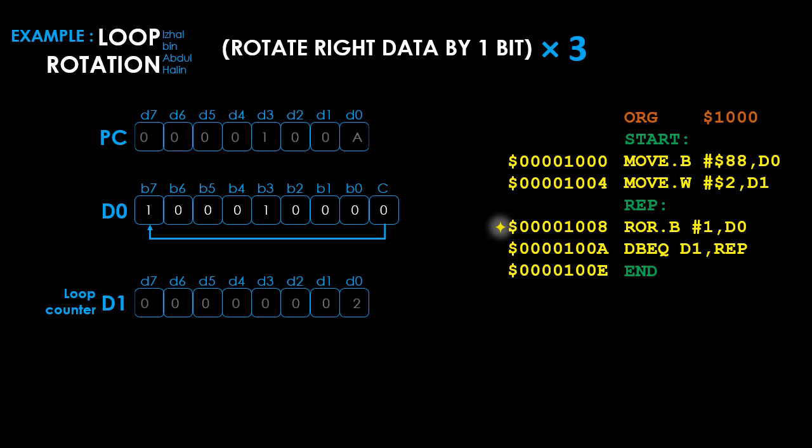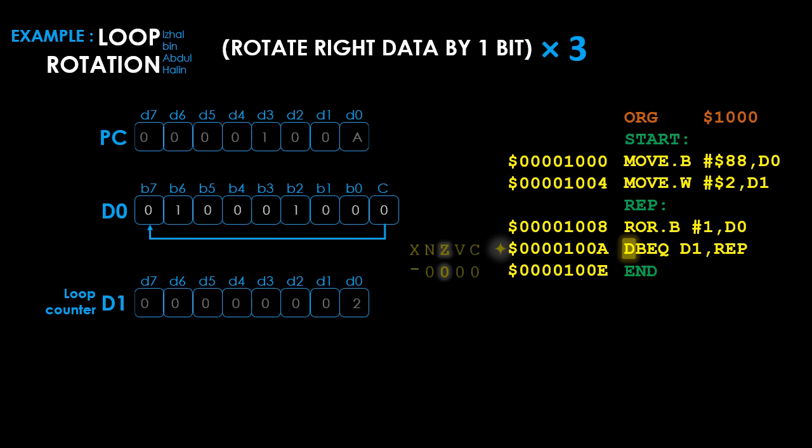OK. Then, the data in D0 is rotated to the right by 1 bit. After this, the 68K updates the condition code register as shown. The X flag is unaffected. All of the other flags are reset to 0. The program counter is now pointing to address 100A. At this address, we have our DBeq instruction.